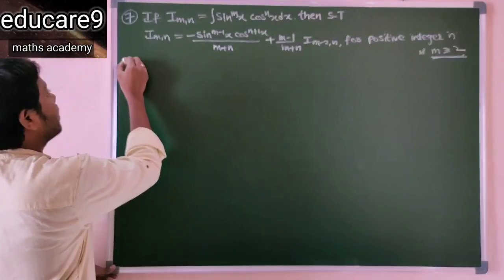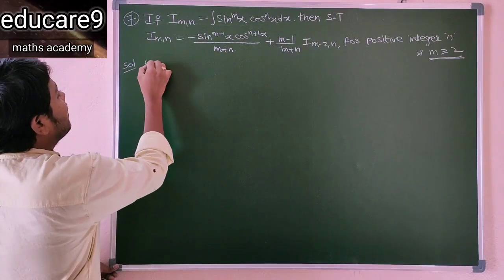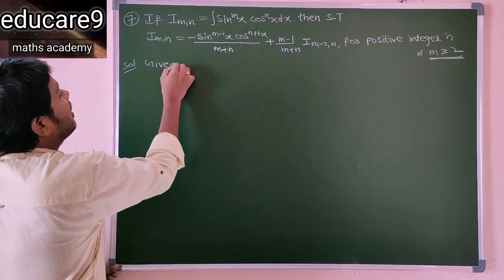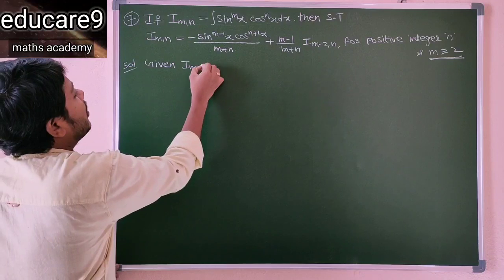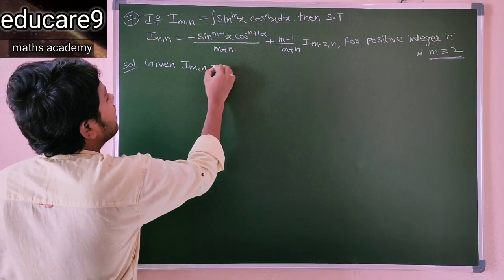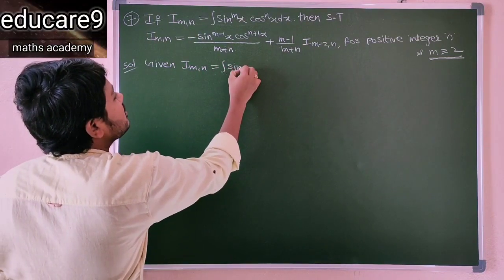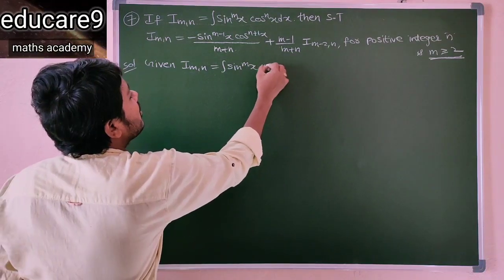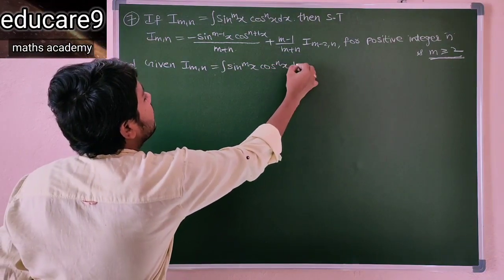So see here, given I(m,n), that is integration of sin^m x cos^n x dx.